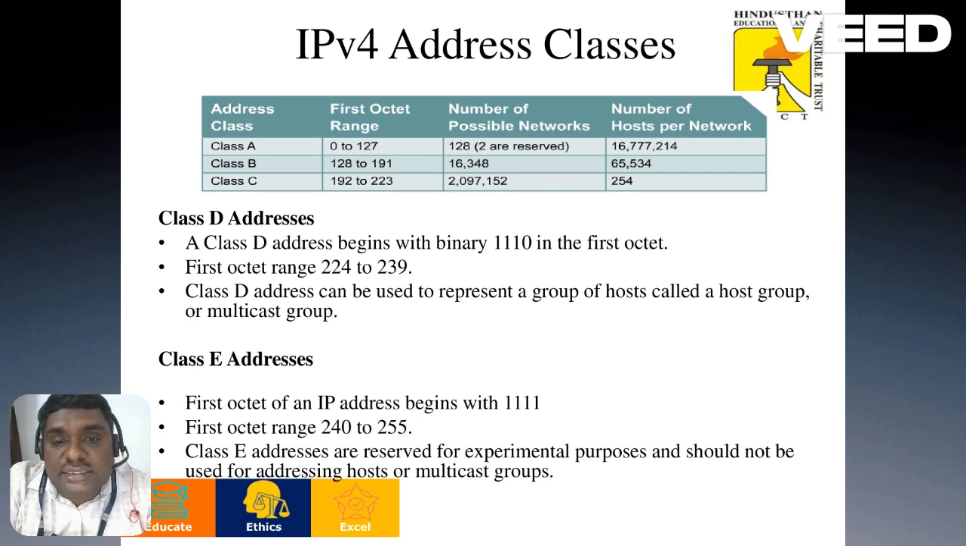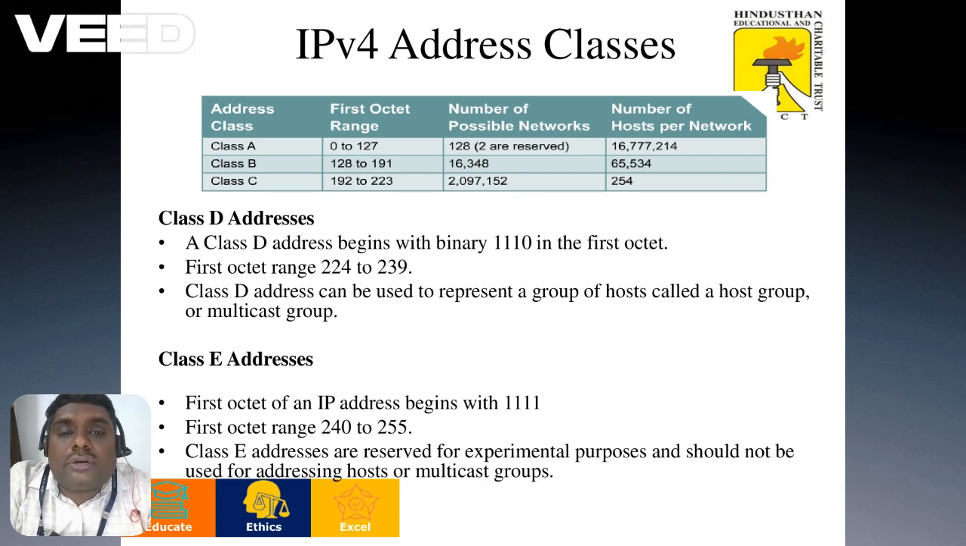In IPv4 address classes, class D and class E are reserved classes. Class D begins with the binary value 1110 in the first octet, and the first octet range is 224 to 239. Class D can be used to represent a group of hosts, called a host group, or for multicasting. Class E is an IP address whose first octet begins with four ones. The octet range is 240 to 255. It is reserved for experimental purposes.